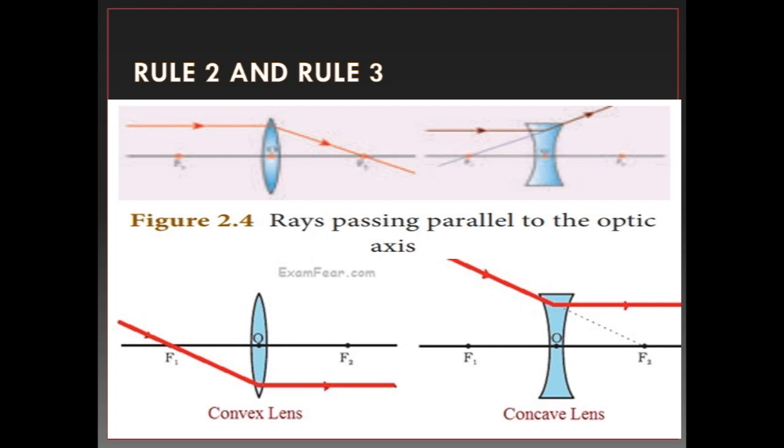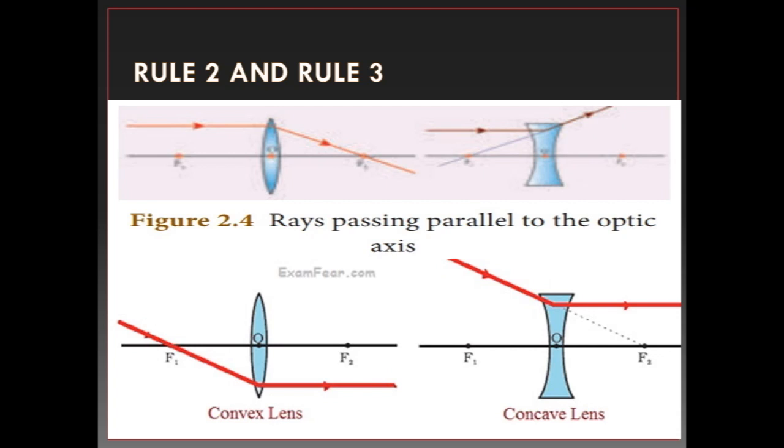See rule 3. When a ray passes through a convex lens, first of all the ray is passing through the lens. What happens, the principal focus strikes a concave lens. It will be parallel.